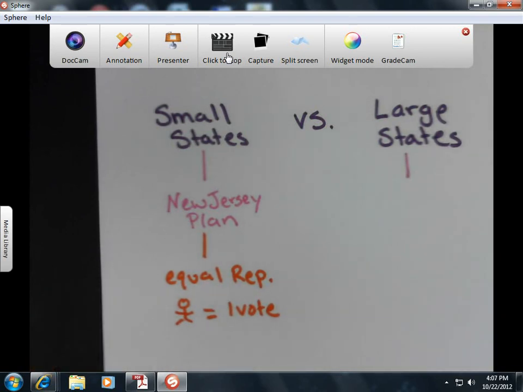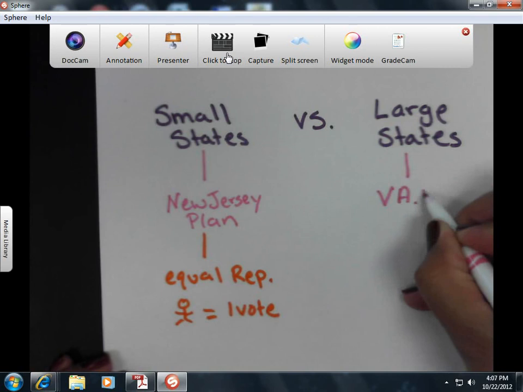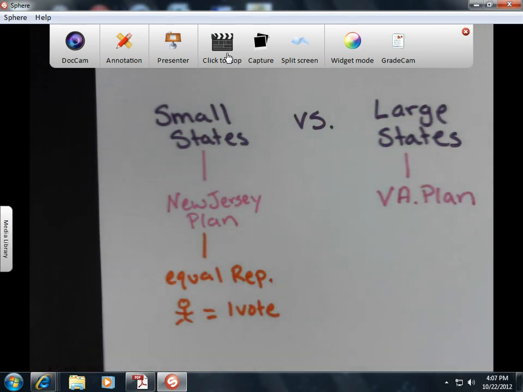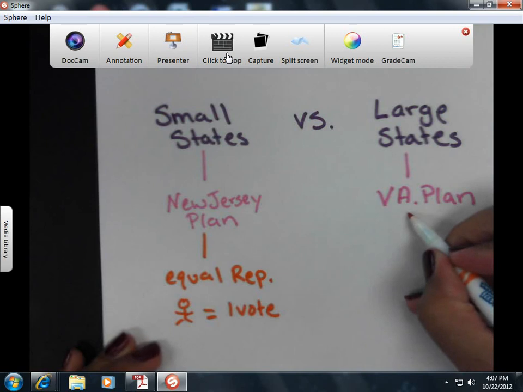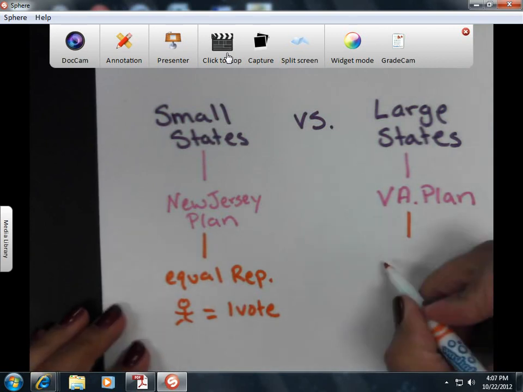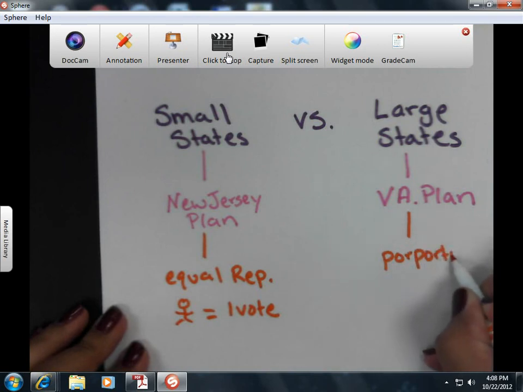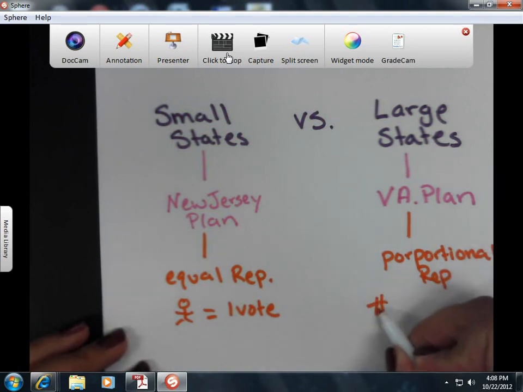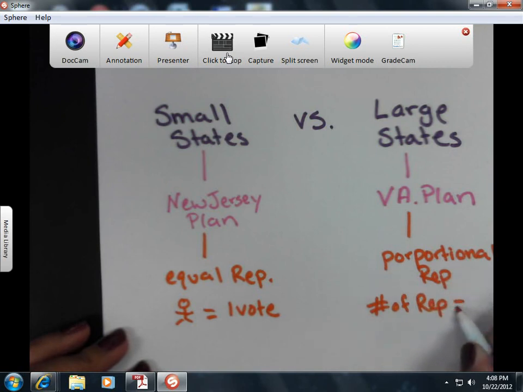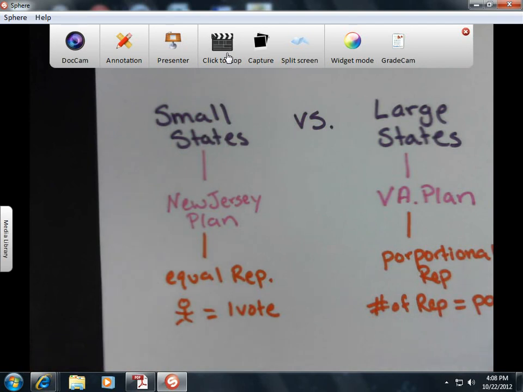They believed that, because they were large and they had a lot of people in their states, the representation should be based on population, or what we call proportional representation. This plan was called the Virginia Plan. As we've said before, James Madison came up with this plan, and pretty much what it meant was that because the large states had a lot of people, they believed in proportional representation. In other words, the number of representatives should be based on the population. The more people you have, the more representation you should have.